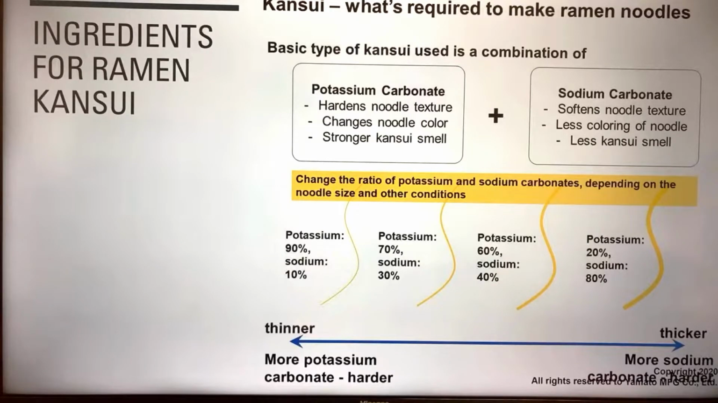When you increase the amount of potassium carbonate, it hardens the noodle texture, which is good for thin noodles. If you increase the amount of sodium carbonate, it softens the noodle texture, which is good for thicker noodles, because thick noodles that are hard don't have a good texture. So we blend these two in different ratios for different noodle sizes.